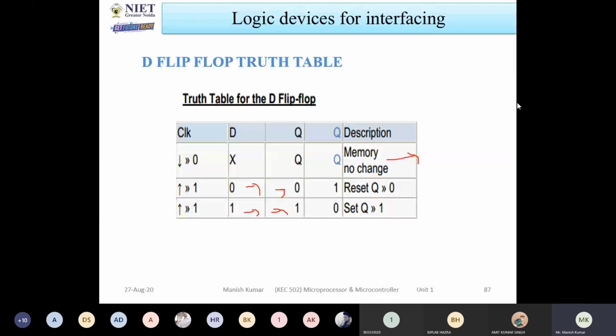Since these logic devices, I think all of you already know, we are not going into detail. Please tell if you have any doubt. If there is any problem, tell me.